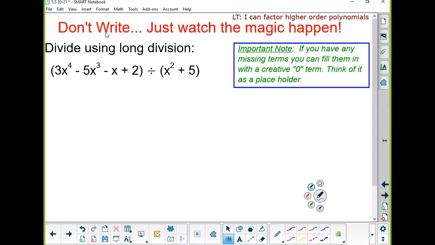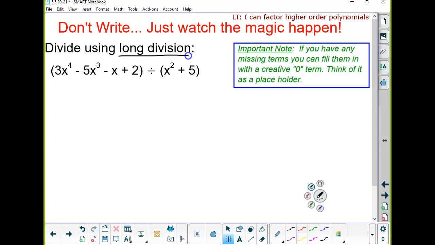So, what are we doing? We have a polynomial divided by another polynomial, and they're telling us to use long division. Now there's a special note here. We'll hint this out as we go along, but it says if you have any missing terms, you can or you should fill them in with a creative zero term. I'll show you what I mean by that. Think of that zero as a placeholder. So what do I mean, any missing terms? Well, I have x to the fourth, then I have x to the third. What's missing? Something that's squared, right? We don't have a squared term.